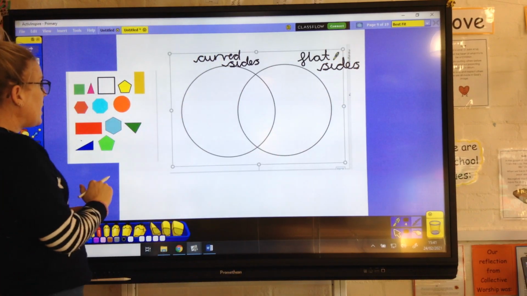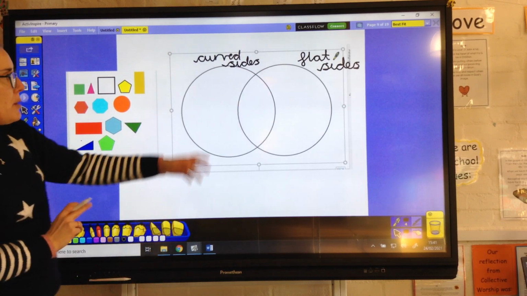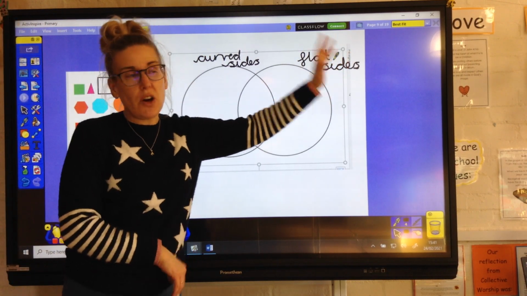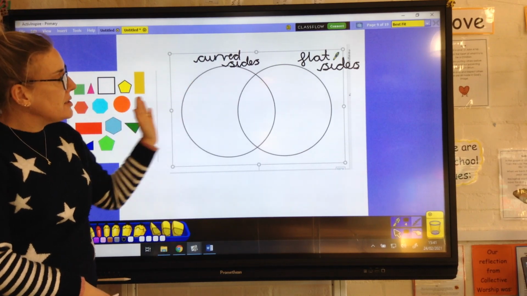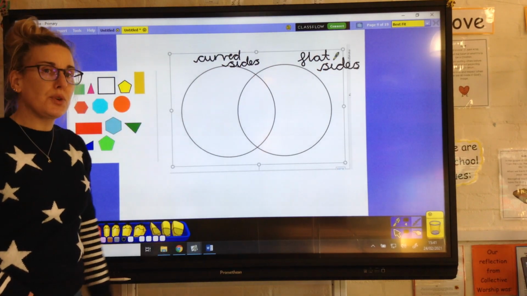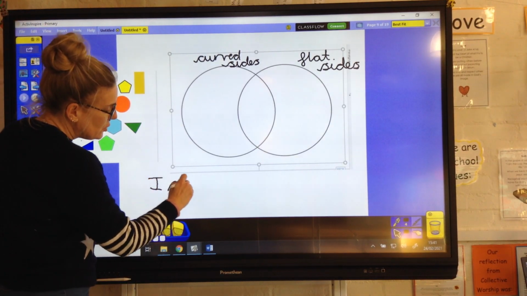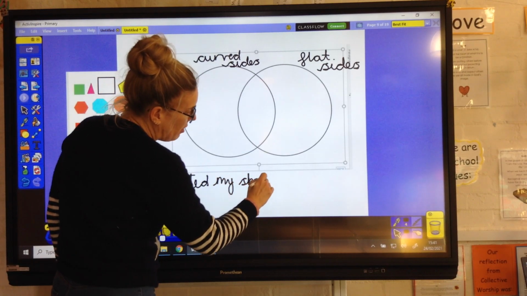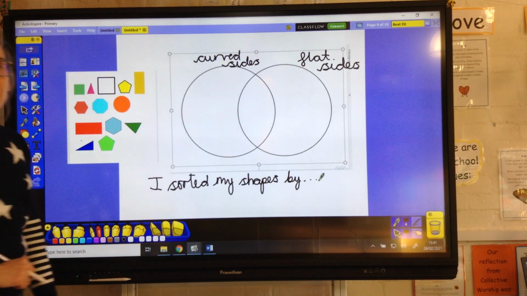And then you could sort the shapes out. Now none of my shapes have got both, so I wouldn't have anything in the middle. Maybe you could do shapes with 4 sides and shapes with more than 4 sides. Think about how you want to sort them out and then you can cut and stick the shapes. Make sure you put a title and explain how you've sorted them out. So you could write a sentence at the bottom: I sorted my shapes by, and just explain a little bit about how you've sorted those shapes out.